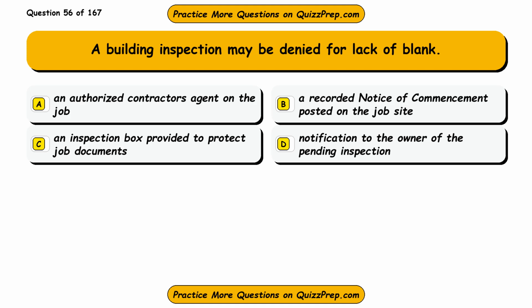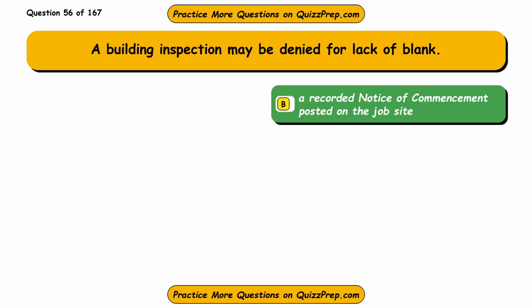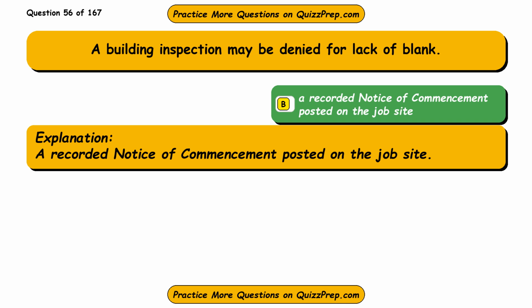Question 56. A building inspection may be denied for lack of blank. Option A, an authorized contractor's agent on the job. Option B, a recorded notice of commencement posted on the job site. Option C, an inspection box provided to protect job documents. Option D, notification to the owner of the pending inspection. The correct answer is option B, a recorded notice of commencement posted on the job site.